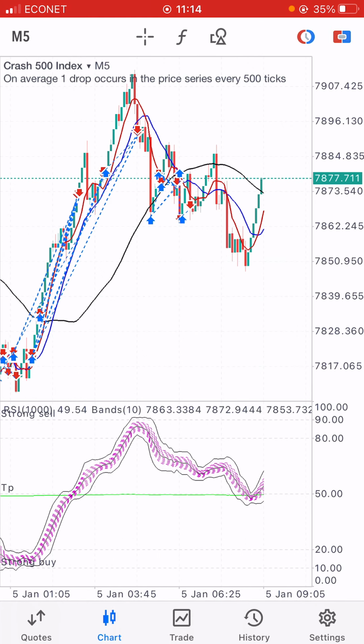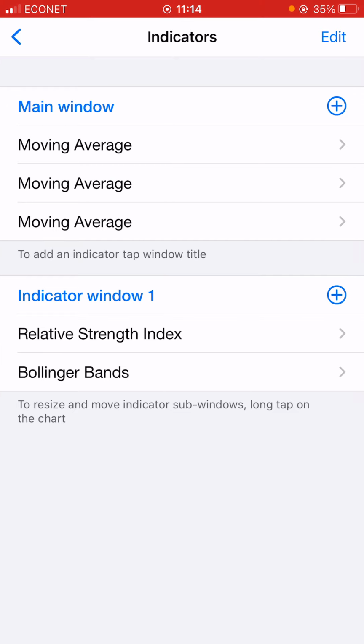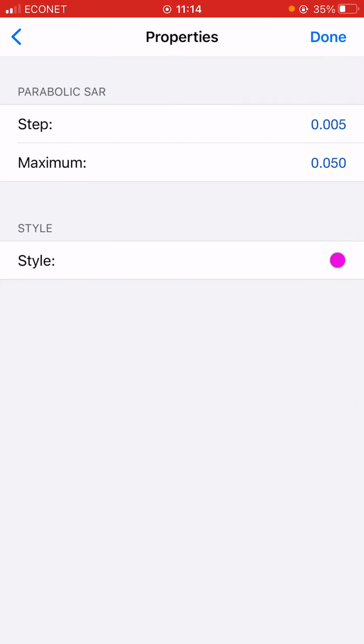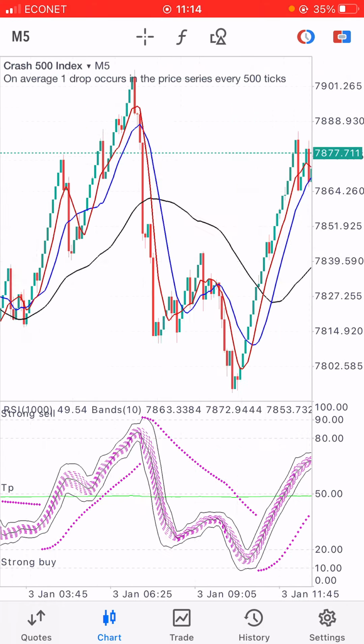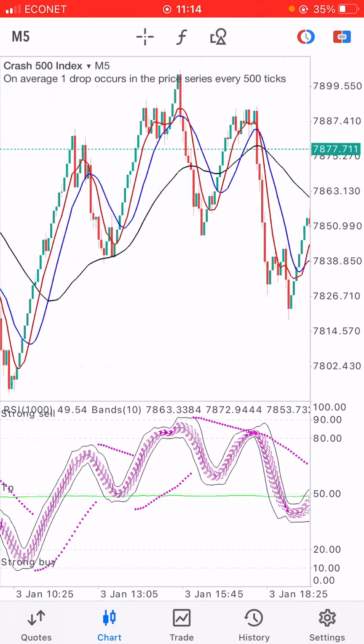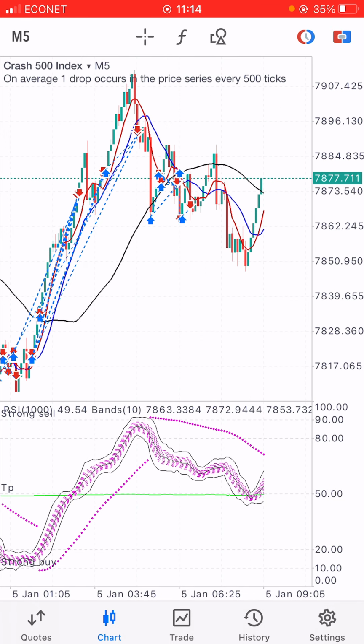And then the last indicator we want to install is the Parabolic SAR, which is also a trend driven indicator, and it will have the following settings: a step of 0.05, a maximum of 0.5, and the color, of course, can be of your own choice. And then we're going to click done. So now what we have is this nice looking strategy.